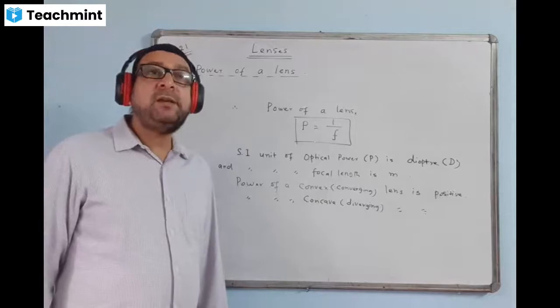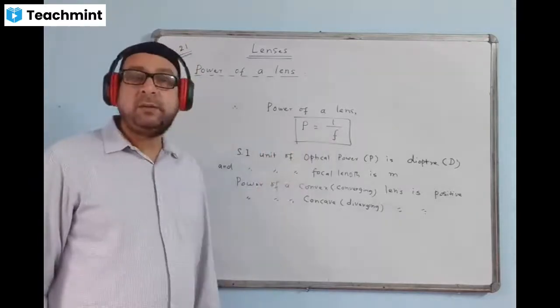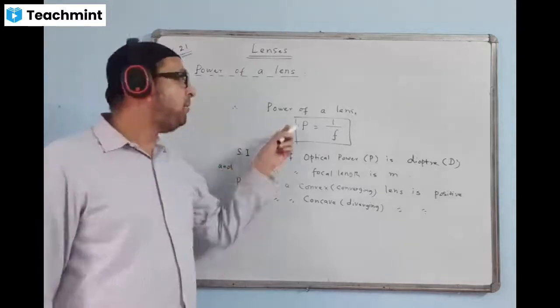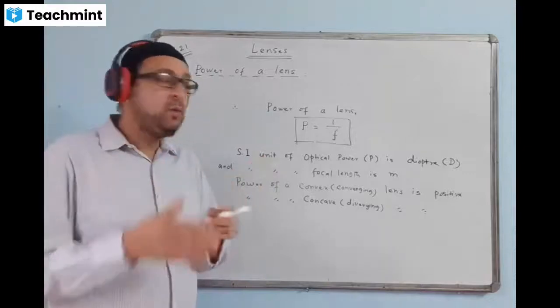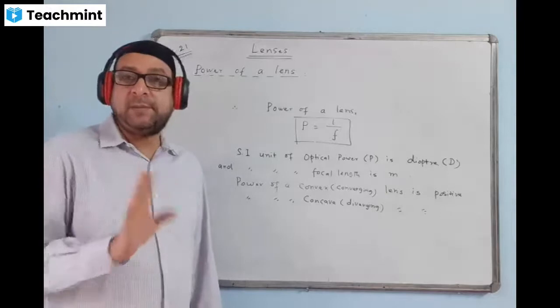Okay, now another thing, you can see, power and focal length are inversely proportional. If the focal length is large, power will be less. If the focal length is small, power will be more. They are opposite to each other. They are inversely proportional.